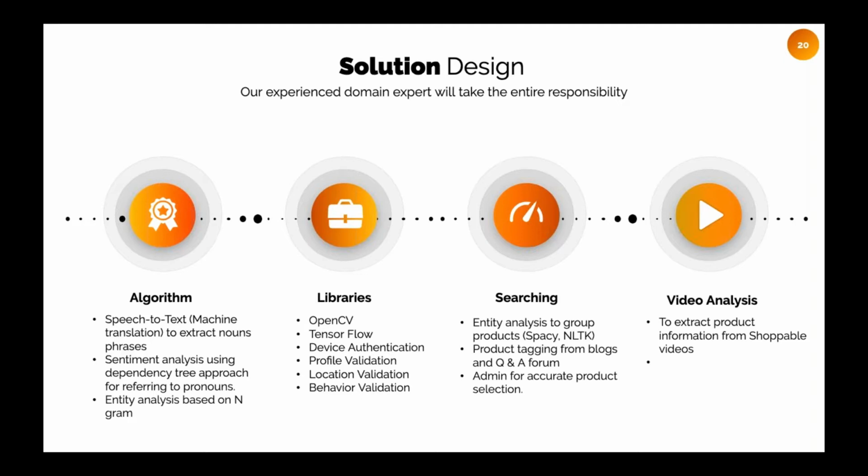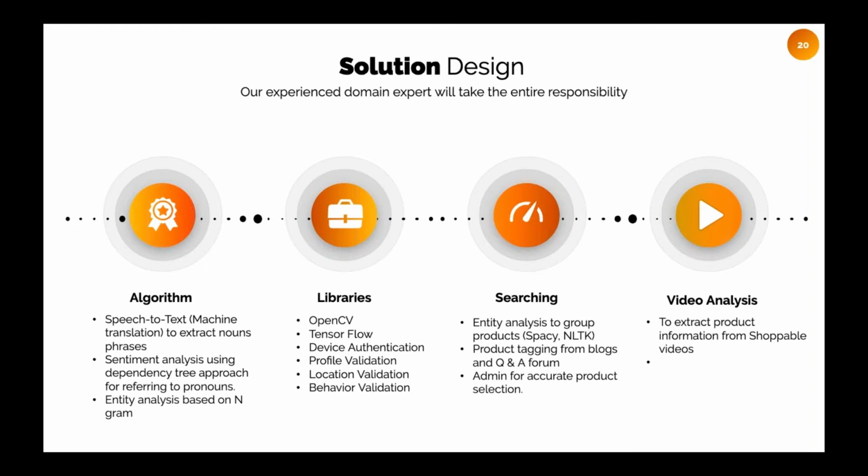It also includes sentiment analysis for context understanding, using a dependency tree approach for reference of pronouns. We have also used entity analysis based on n-grams. And to complement the algorithms, various advanced libraries have been incorporated or suggested by the software solutions, like OpenCV, device authentication, and the TensorFlow library to train the system for different variants of product images.